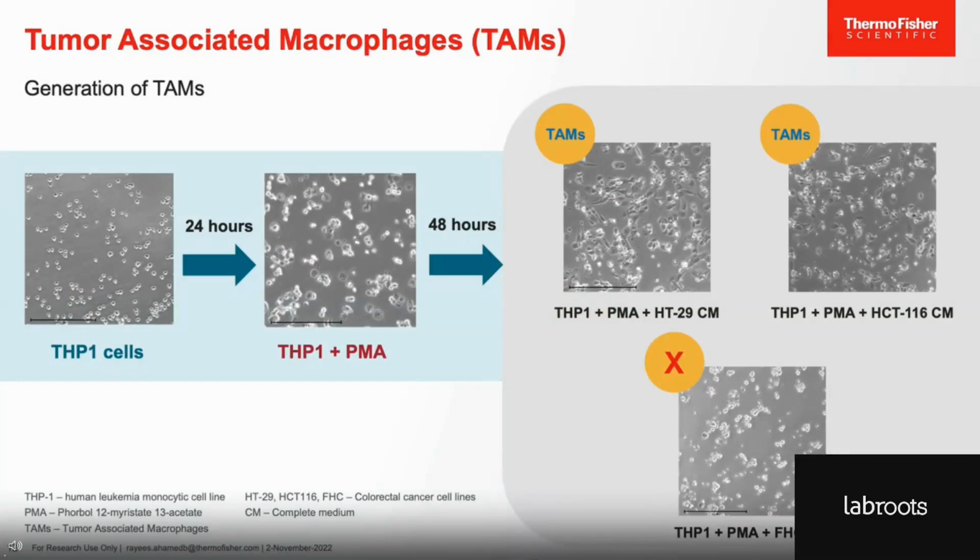First, to generate the tumor associated macrophages, we have used the human leukemia monocytes called THP1 cells, which are treated with PMA. Upon that, they differentiate into tumor associated macrophages as seen in the images. So morphologically you can identify the difference by looking at them from monocytes to macrophages.